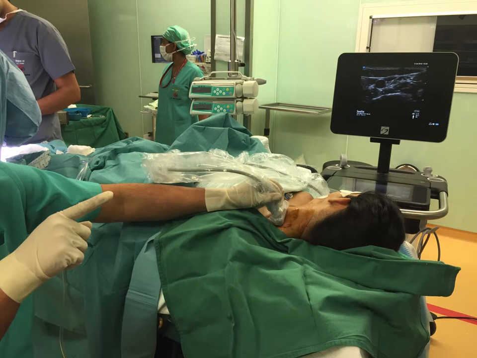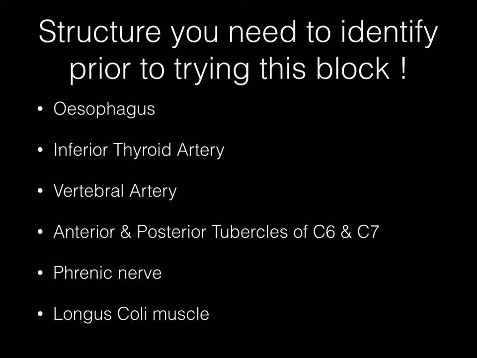The structures you need to identify, which you must do prior to trying this block: where is the esophagus, the inferior thyroid artery, the vertebral artery and vein, and the anterior and posterior tubercles, the Chassaignac tubercle of C6. That is the anterior tubercle, which is very prominent, and we'll see it in the next slide. C7 does not have an anterior tubercle, it is rudimentary. So basically C7 is flat.